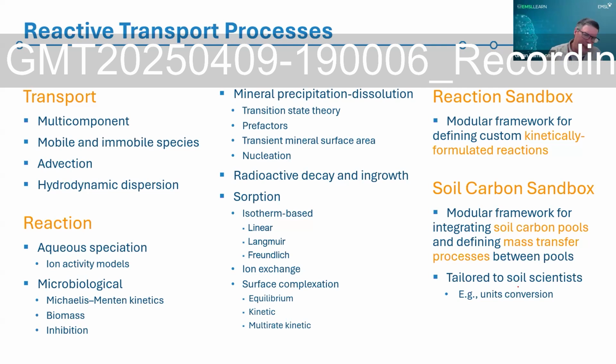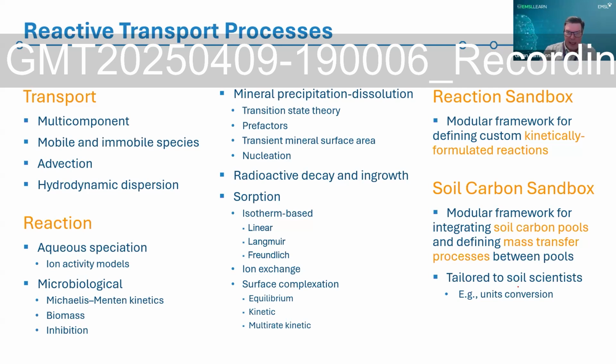Denitrification will not occur in oxidizing or aerobic conditions, and so we inhibit the ability of a denitrification reaction to occur in, say, the vadose zone. I'll show an example. We support mineral precipitation and dissolution. We follow the transition state theory approach, and there are a number of capabilities that I will demonstrate in a copper leaching example.